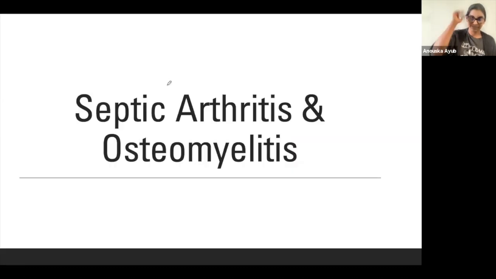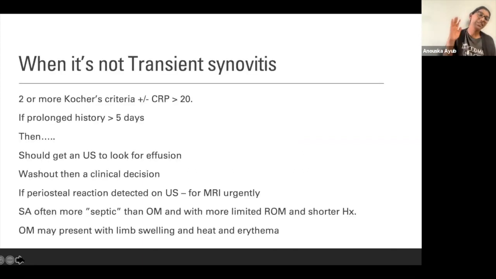Okay, so now this is more into tiger country. This is what you want, septic arthritis and osteomyelitis, right? So when is it not transient synovitis? That's the difficult thing here.